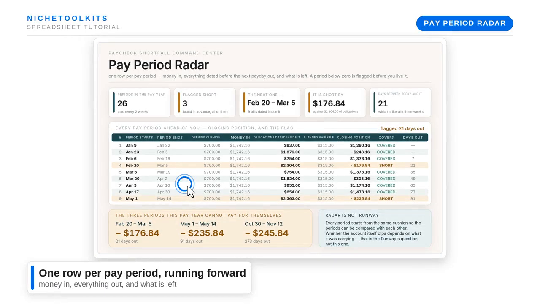This is the tab that makes the product what it is. 1 row per pay period, running forward. Money in on the left. Everything dated inside that period going out. What is left at the end, on the right. Every other paycheck template in this category shows you the period you are standing in. This one shows you the ones you have not reached. Read down the closing position column, and you can see which fortnights pay for themselves and which ones do not.